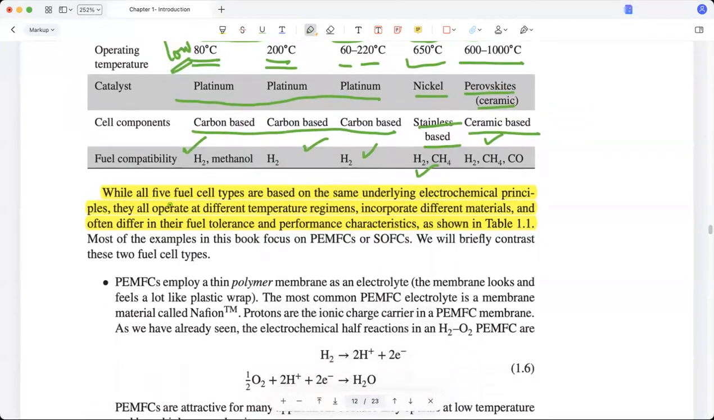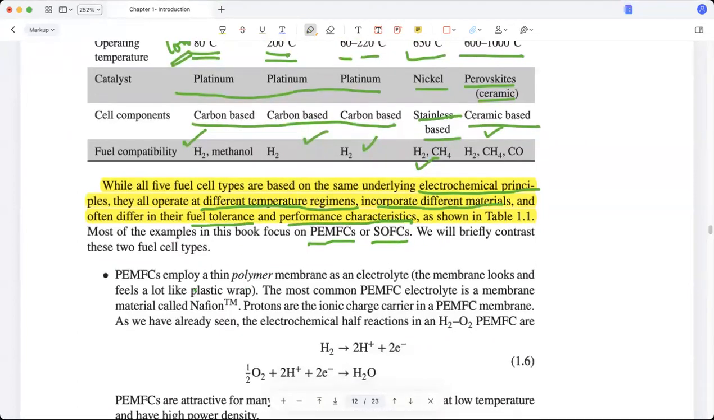Now, while all 5 fuel cell types are based on the same underlying electrochemical principles, they all operate at different temperature regimes, incorporate different materials, and often differ in their fuel tolerance and performance characteristics. Most of the examples which we will study are based on polymer electrolyte membrane fuel cell and solid oxide fuel cell. We'll briefly contrast these two fuel cell types.